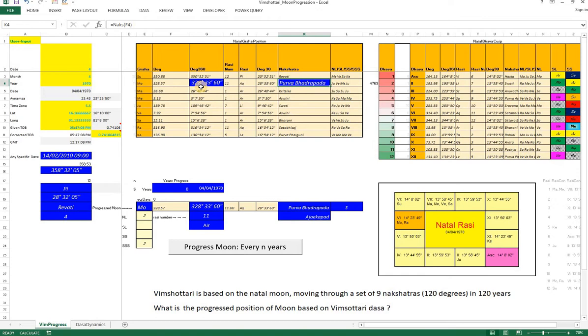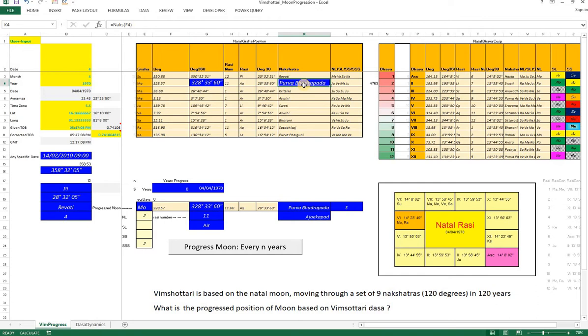Now, as age progresses, Jupiter Dasa would be the starting Dasa for him because it is Purva Bhadrapada. Then he gets into Saturn Dasa. What exactly is Saturn Dasa? It is Uttara Bhadrapada, the moon going through Uttara Bhadrapada. It's not actually the true position of the moon there.